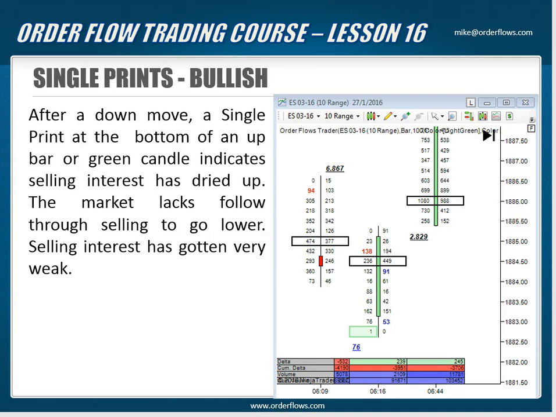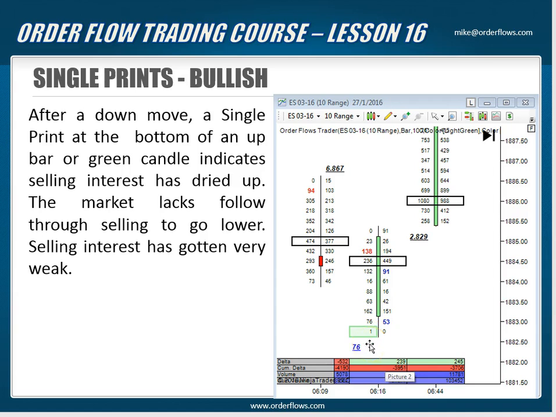So the first one I'll talk about is single prints, bullish single prints. After a move down, a single print at the bottom of an up bar or green candle indicates selling interest has dried up. The market lacks follow-through selling to go lower. Selling interest has gotten very weak. So again, this is why it helps to have the Order Flows Trader software, because you're only going to be alerted to it on the order flow software.